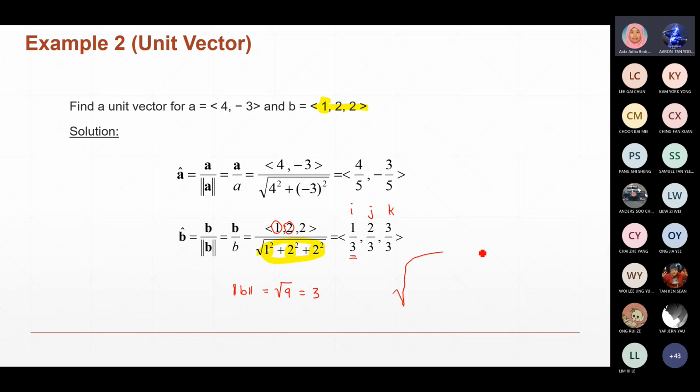You can try the square root of 1 over 3 squared plus 2 over 3 squared plus 2 over 3 squared. Sorry, please make a correction, this should be 2, not 3. You will have the magnitude here equal to 1. Please make sure, as the lecturer mentioned, in topic 3 you also need to find and use the unit vector. Any question?